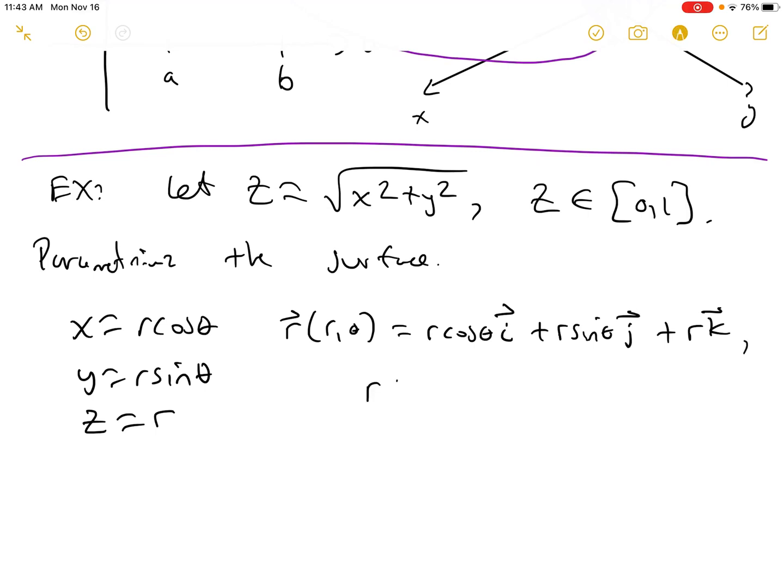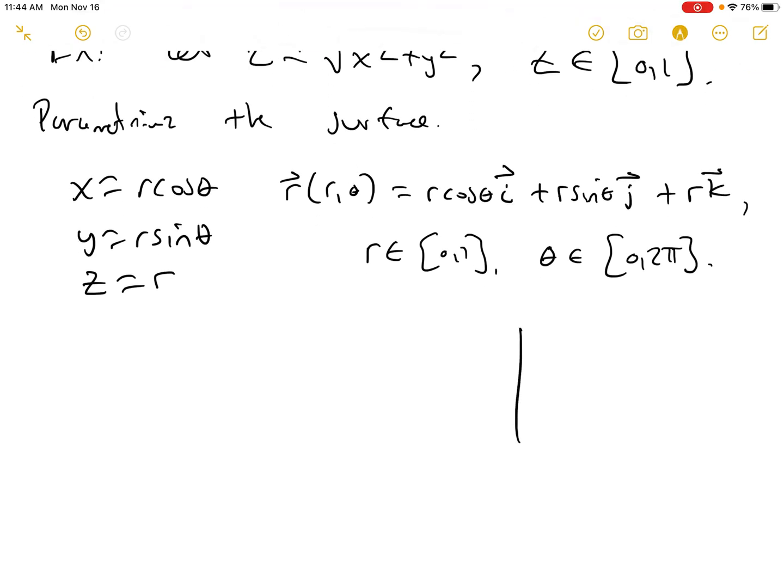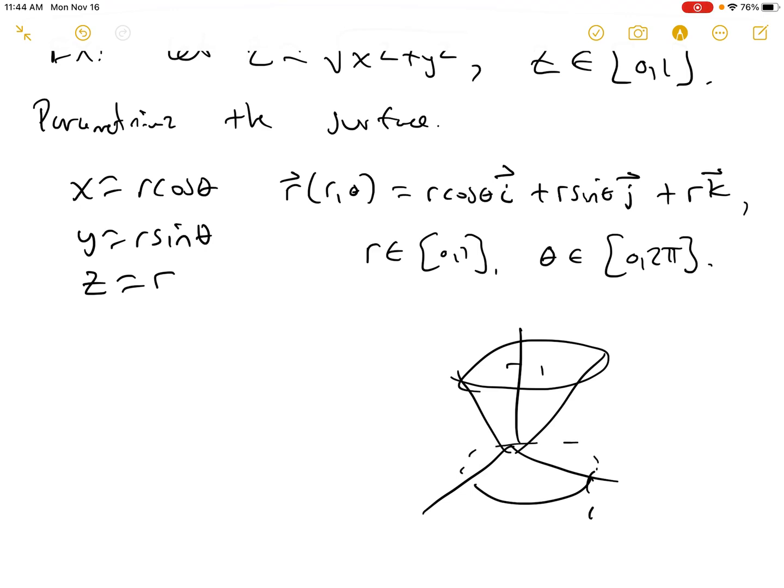And what does R do? R runs from 0 to 1, and theta runs from 0 to 2 pi. Okay. All right, and that gives us the surface of the cone with height 1 and on the unit circle down here. Okay. You can also do this with spherical coordinates as long as rho is fixed. It works.